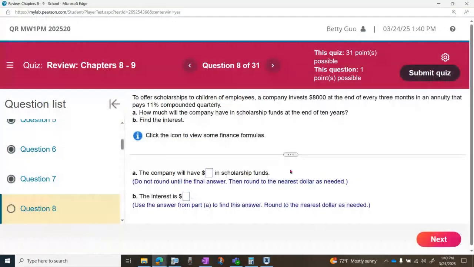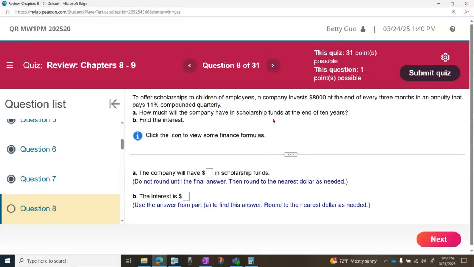Next, question number 8. To offer scholarships to children of employees, a company invests $8,000 at the end of every 3 months. So quarterly again, in an annuity that pays 11% compounded quarterly. Two parts. A, how much will the company have in scholarship funds at the end of 10 years? B, find the interest.